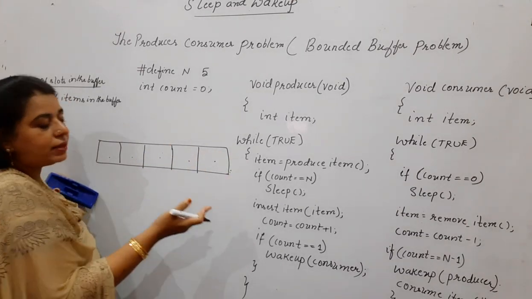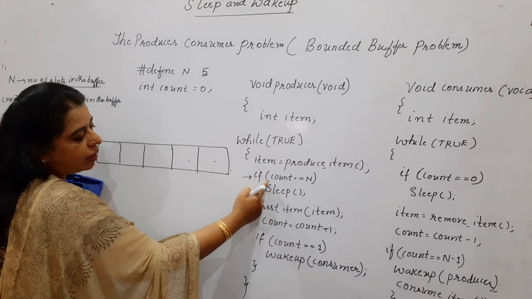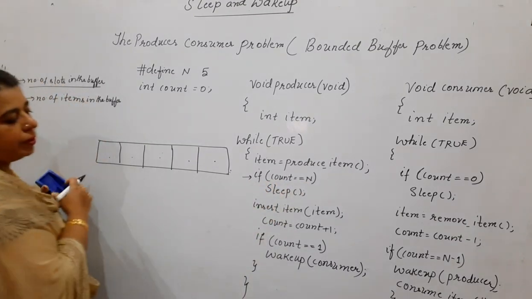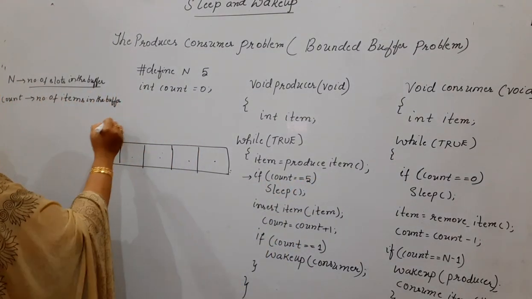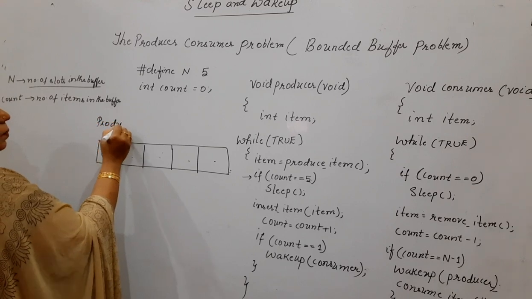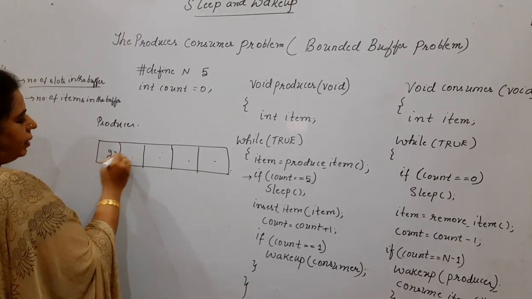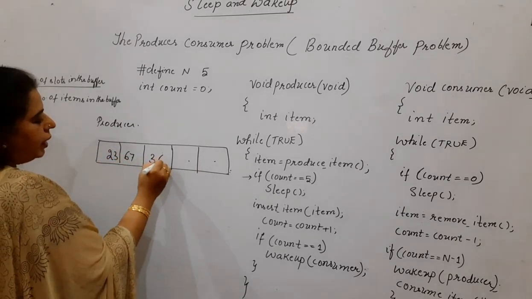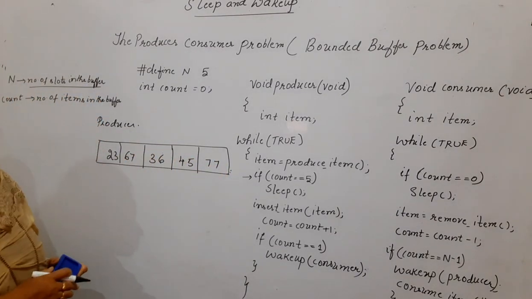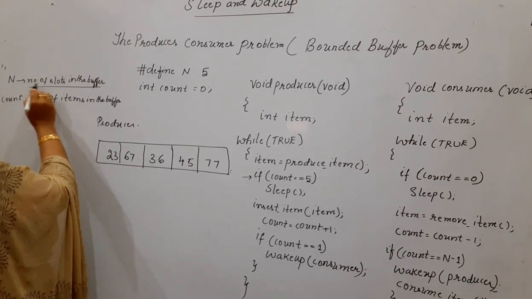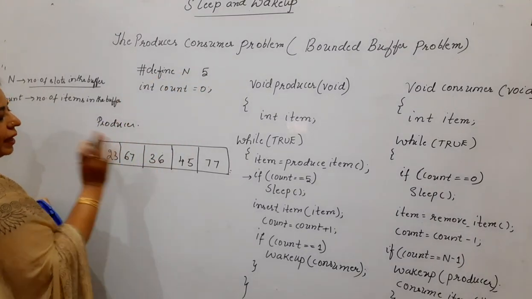But the consumer has not consumed at all. This is what this if statement is indicating: if count is equal to n, sleep, so it will go into the sleep mode. Now let us make count equal to 5. The producer has simply started placing the items one after the other. Let me take some random numbers, item 1, 2, 3, 4, and some numbers like this. So all these five slots: n is indicating the number of slots in the buffer. We have initialized that number to 5, so we can place 5 items.